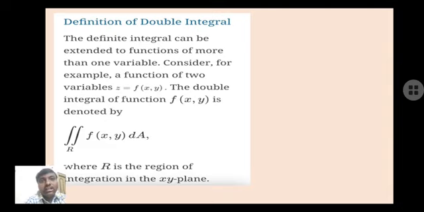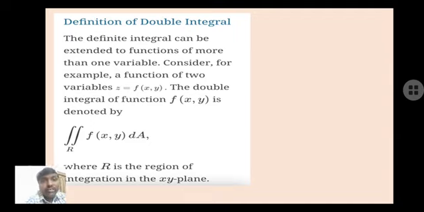Next I give the definition of double integration. The definite integral can be extended to a function of more than one variable. It may be a 2 variable or a 3 variable function. Now I am discussing only double integration, so that's why I am taking only a 2 variable function. That 2 variable function can be taken as z is equal to f of x comma y.